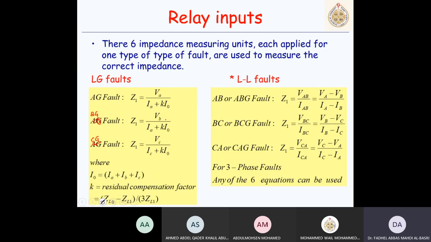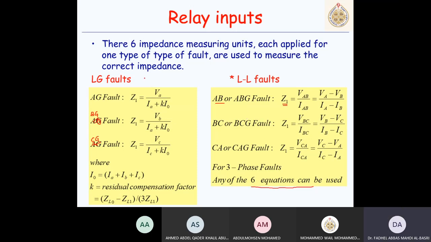Okay, and likewise for B to ground fault and C to ground fault. For AB or AB to ground faults, they use the difference in phase voltages between A and B, if it is an AB fault, over the difference in currents. That will measure the positive sequence impedance. And similarly for BC fault and CA fault. So we have 6 measuring units in order to measure correctly the fault impedance from the relay location to the fault. The impedance we are measuring is the positive sequence impedance of the line.